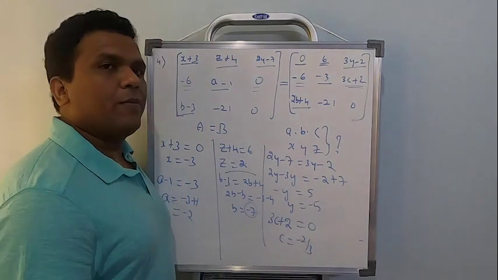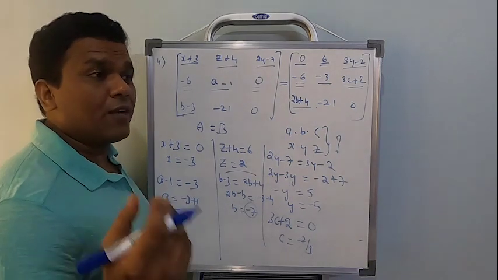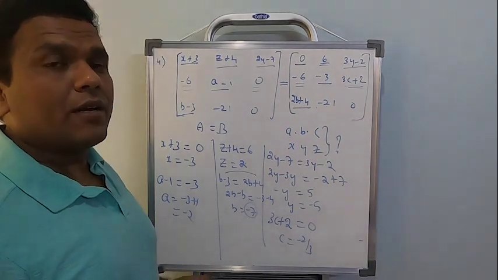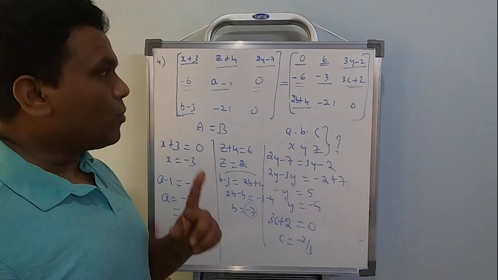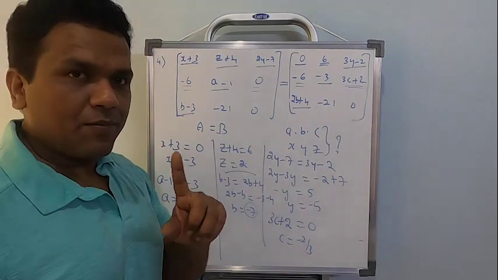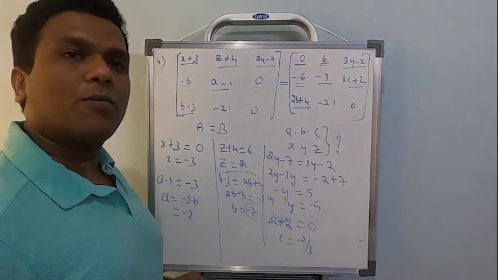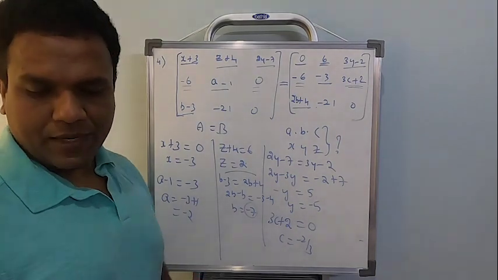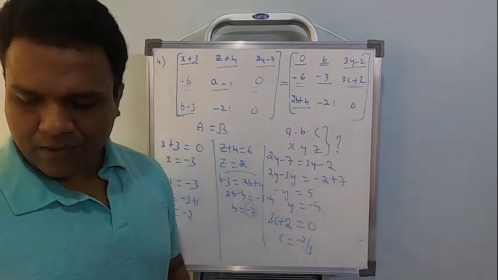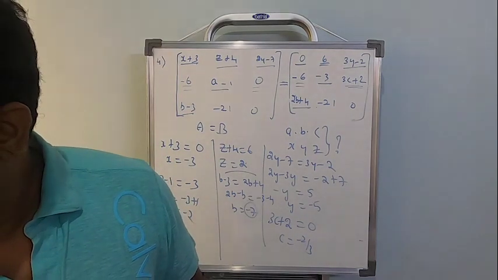It is purely based on the definition of equality of two matrices. When can we say two matrices are equal? Two matrices are equal if their orders are same, first thing, and their corresponding elements are also same. So that's how the problem should be solved. Right. The next, let's go to the next one.